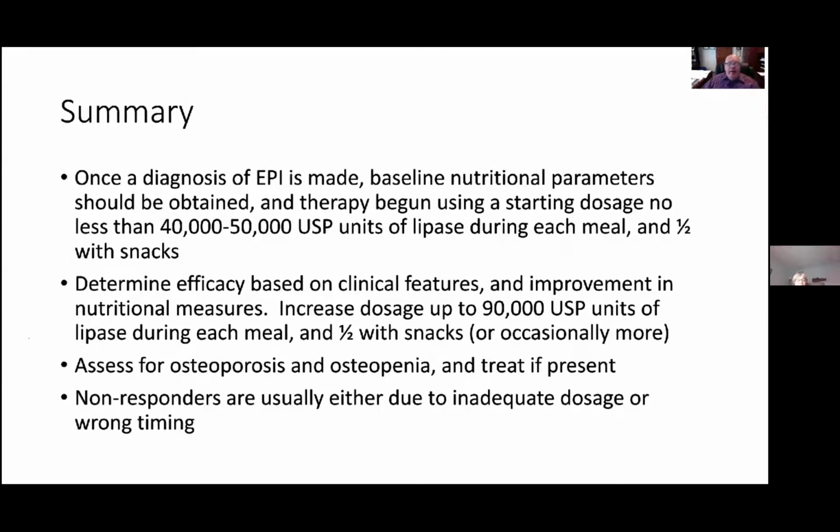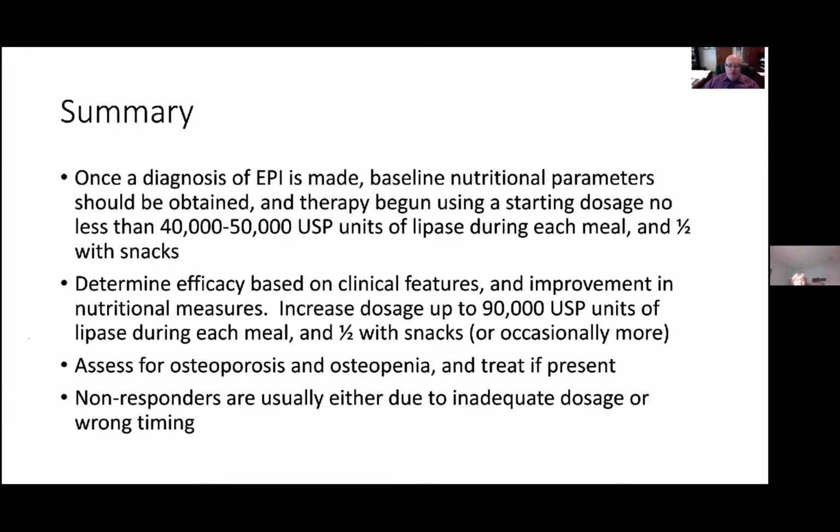Once you make a diagnosis, or once you believe you have an accurate diagnosis, I think these baseline nutritional parameters are prudent, and you should start at a dose no less than 40 to 50,000 units of lipase during the meal, and again, use it during the meal. You should determine efficacy based on clinical features and improvement in nutritional measures. And again, if it's not working and there's no other explanation, you can push the dose up to 90,000, I think, and that will usually take care of the problem.